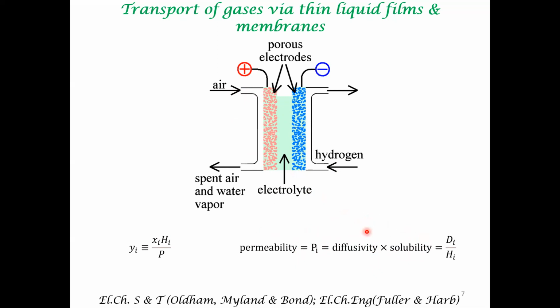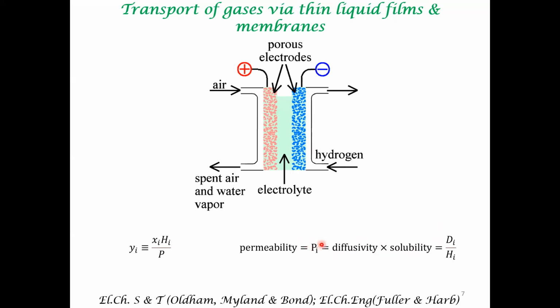Either you can suppress solubility of the gases in the membrane of relevance, or you can suppress diffusivity, or you can do both. Okay? So permeability depends upon diffusivity and solubility. Okay? If the diffusivity is higher, the permeability is higher.